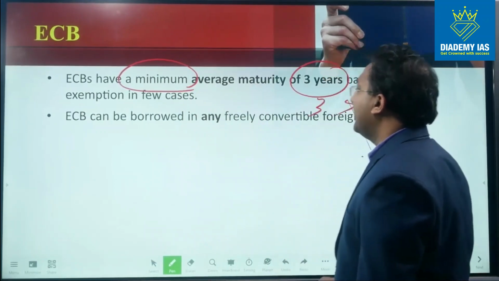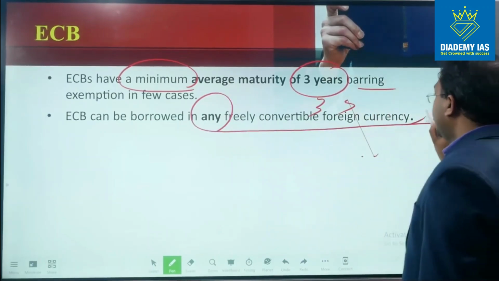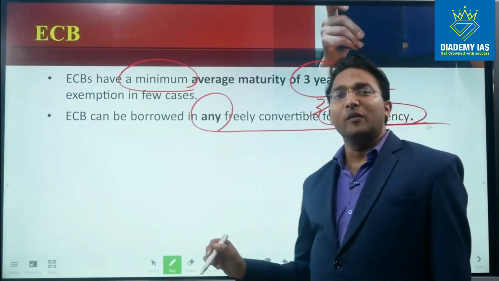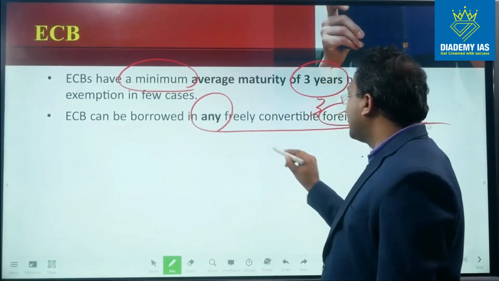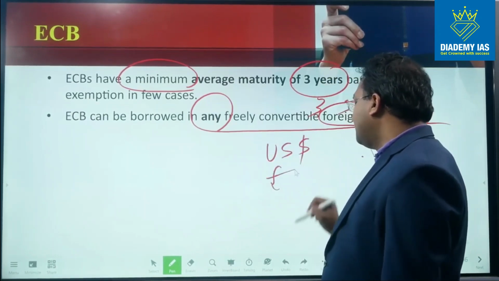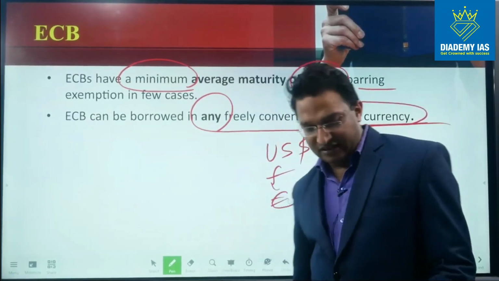ECB can be borrowed in any freely convertible foreign currency. So this has to be borrowed in the foreign currency. This is very, very clear. This cannot be borrowed in the domestic currency. And this can be any currency. This can be US dollar, sterling pound, or euro, right? So it can be in the form of any currency.